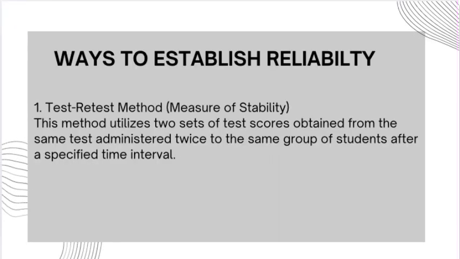So let us proceed to the ways to establish reliability. Number 1. Test-retest method. This method utilizes two sets of test scores obtained from the same test administered twice to the same group of students after a specified time interval.